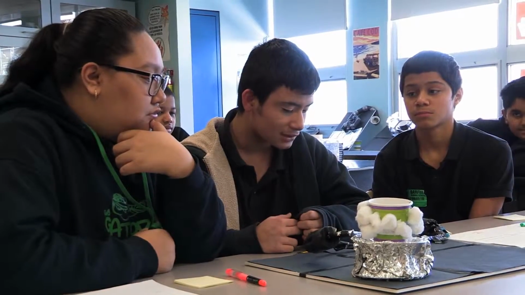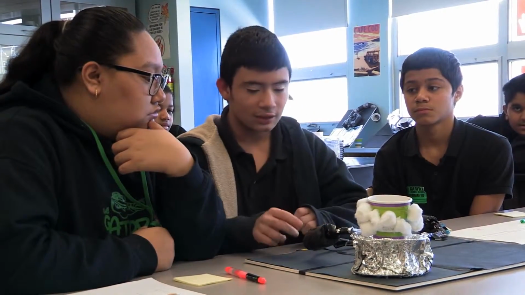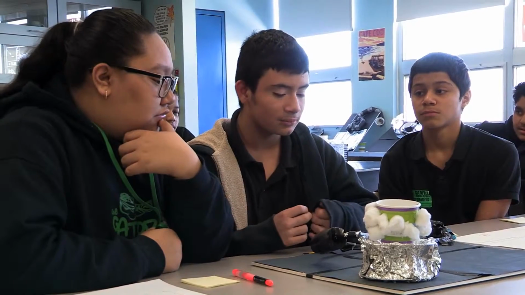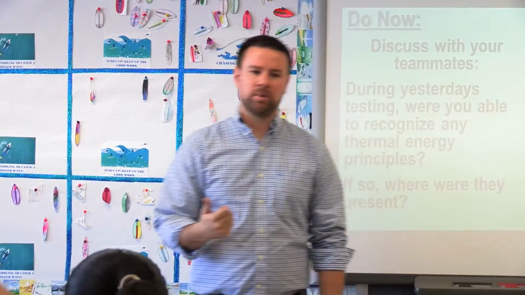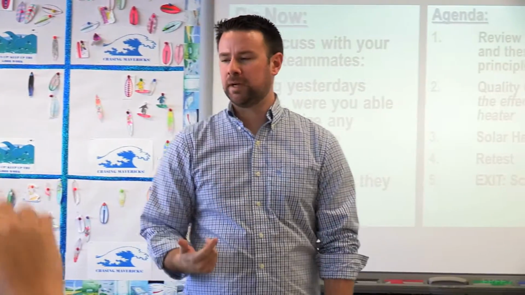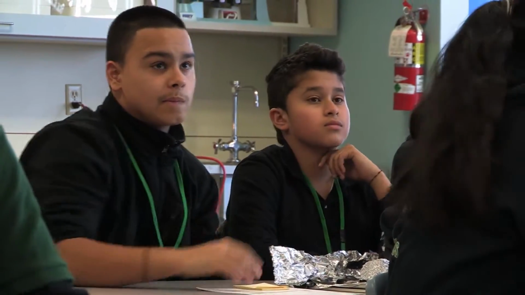Why did you pick a certain color that relates to our thermal energy principles? We use black tape and black insulators because the color black keeps the heat in and it attracts heat. So it absorbs the heat energy. Good job. So we're thinking about absorption, reflection, and those different components to thermal energy.